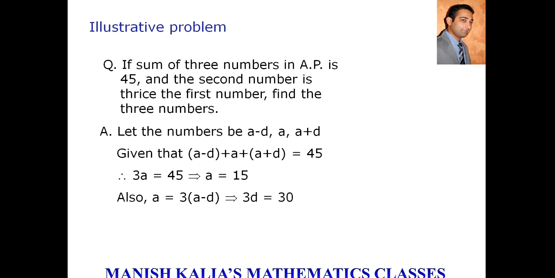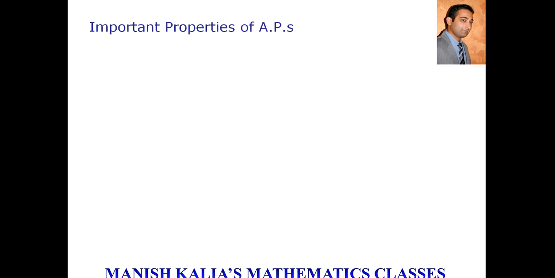After finding a, we can easily put the value of a into the condition given to us, that the second number is thrice the first number. In that we will put the value of a to find the value of d. So we will be able to find the numbers.